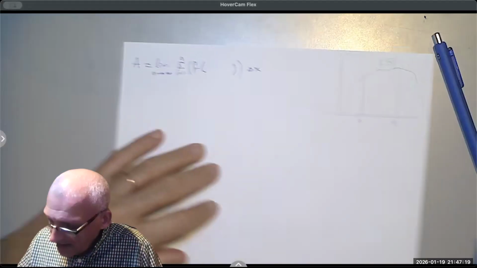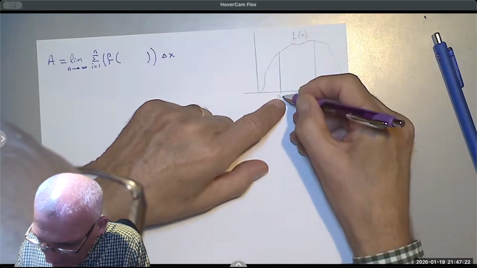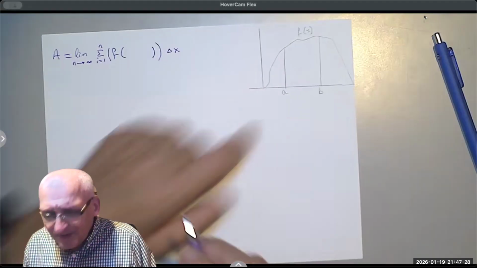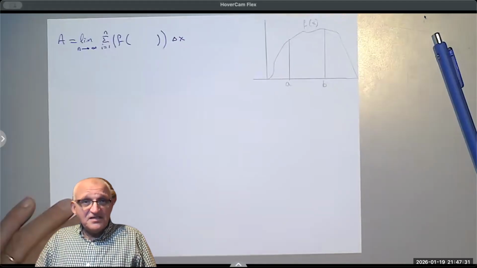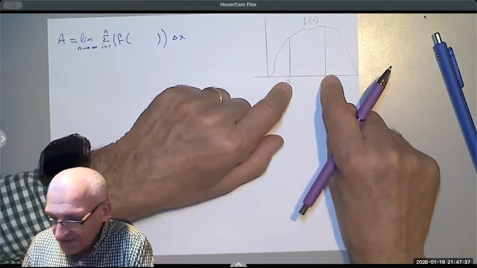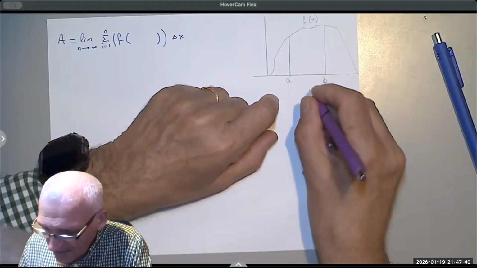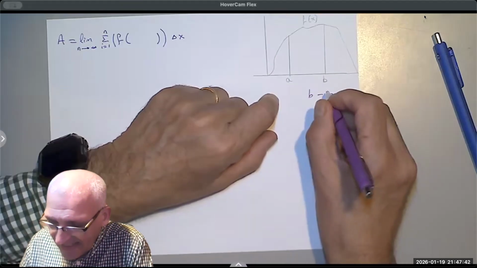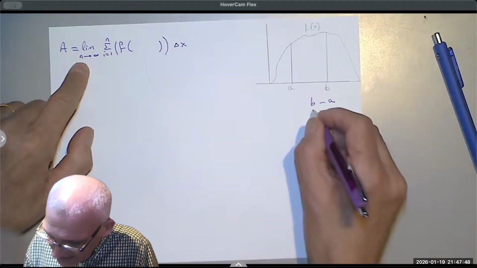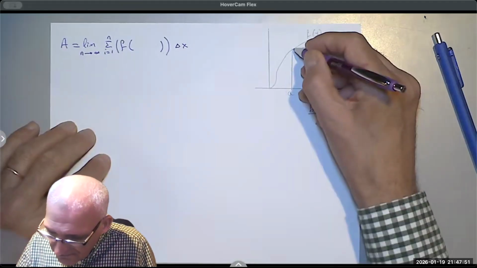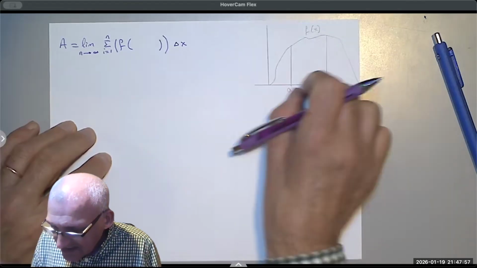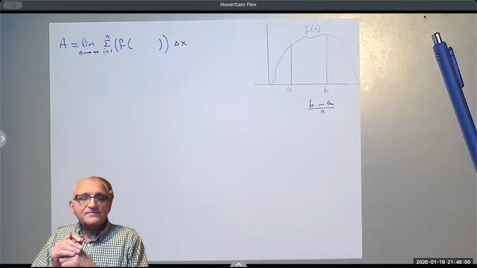Well, the first one is A, and its base is delta x. But what is delta x? It's very easy. The total base of this shape is b minus a, right? B minus a. And I'm dividing it into infinite numbers that are called n, and n would approach infinity. So each one of these extremely small, infinitesimally small bases is b minus a over n.